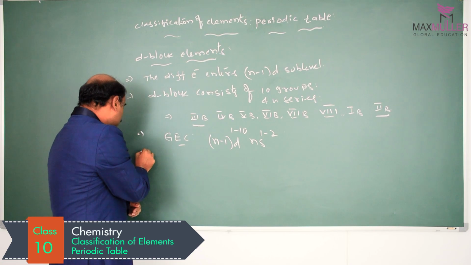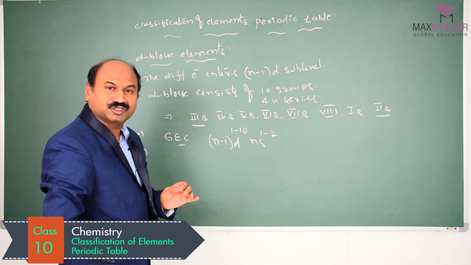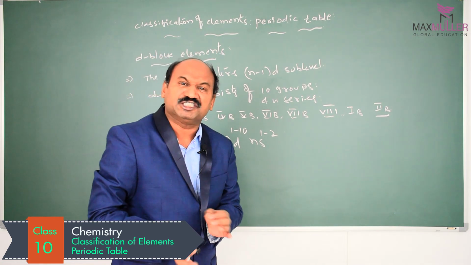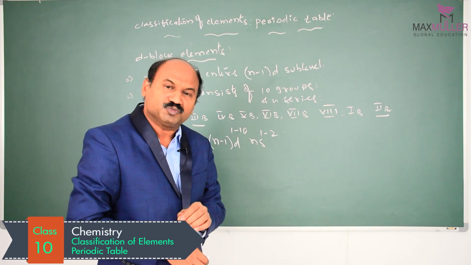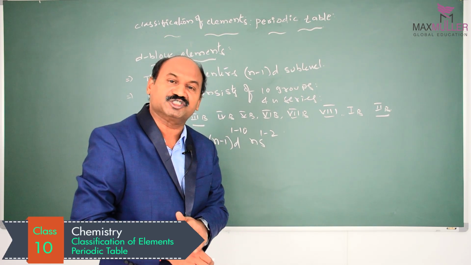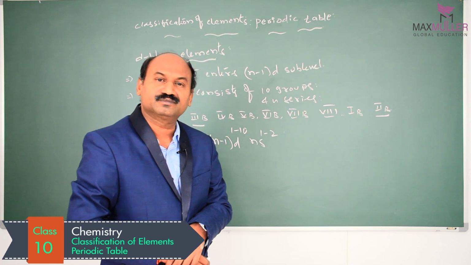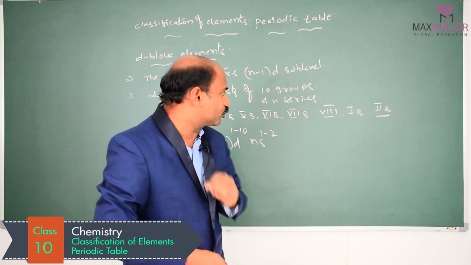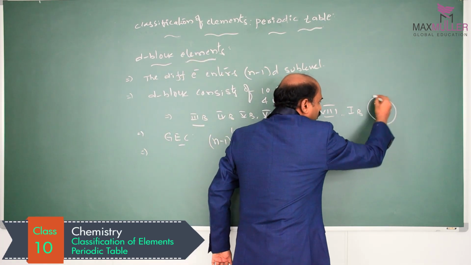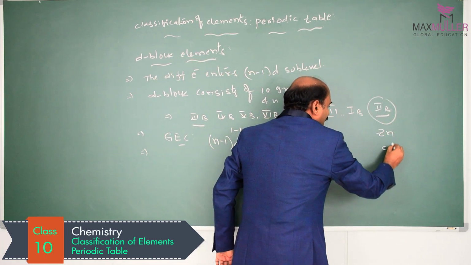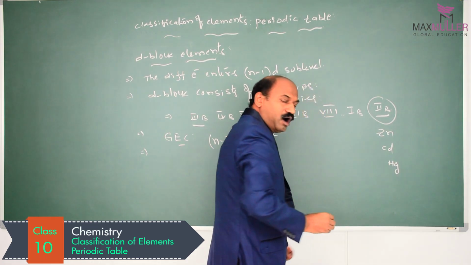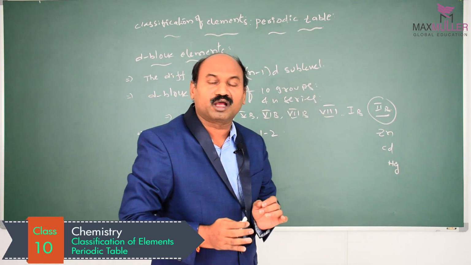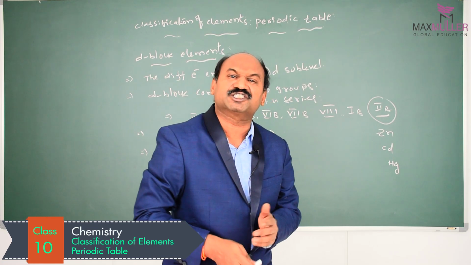Now, these elements are also called transition elements. But there is a small difference between d block elements and transition elements. What is the difference? Except the second B group, which consists of zinc, cadmium, mercury, all the remaining d block elements are called transition elements.